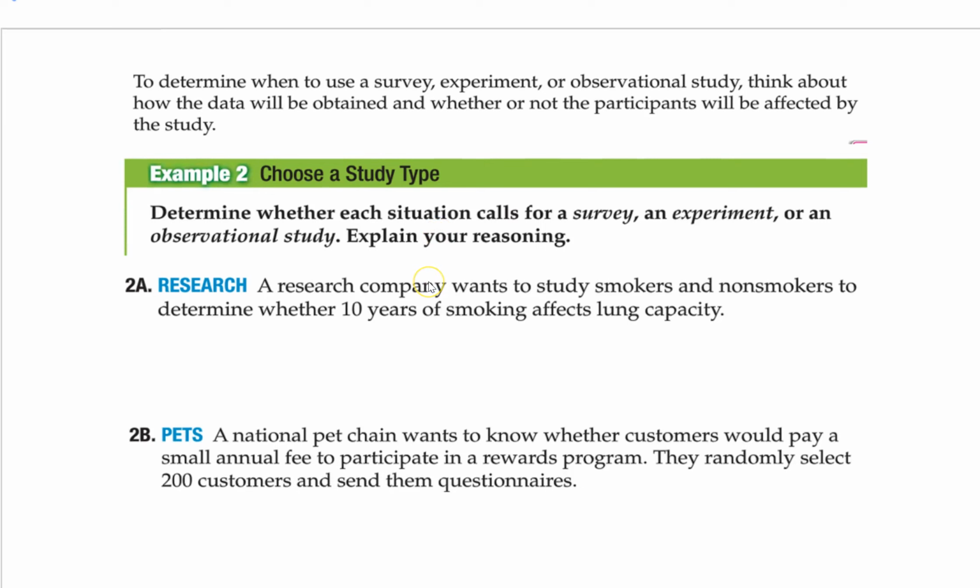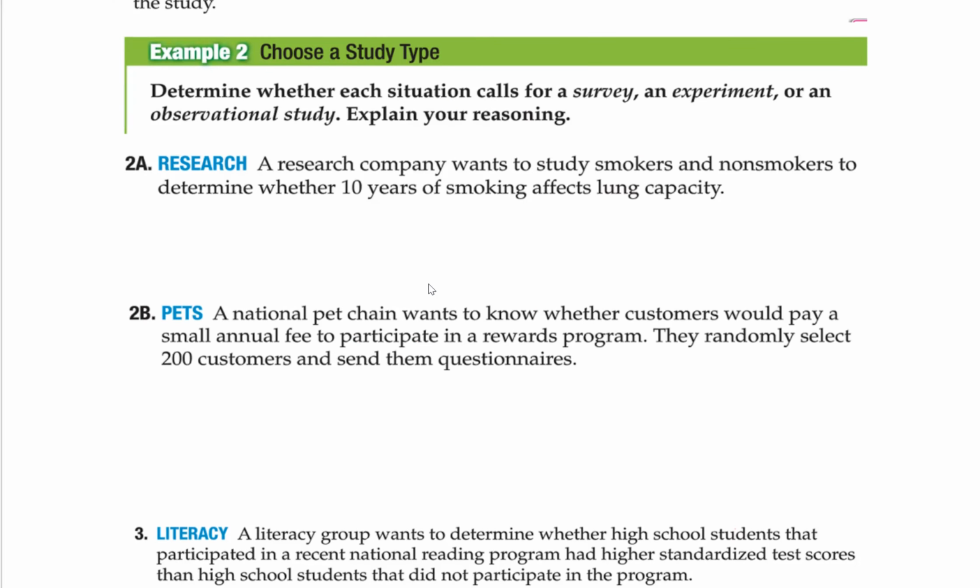Example 2. So same idea. Now they have questions they want us to come up with, which one should we do? So first one: a research company wants to study smokers and non-smokers to decide whether 10 years of smoking affects lung capacity. So again, now they want us to decide which one we should use.